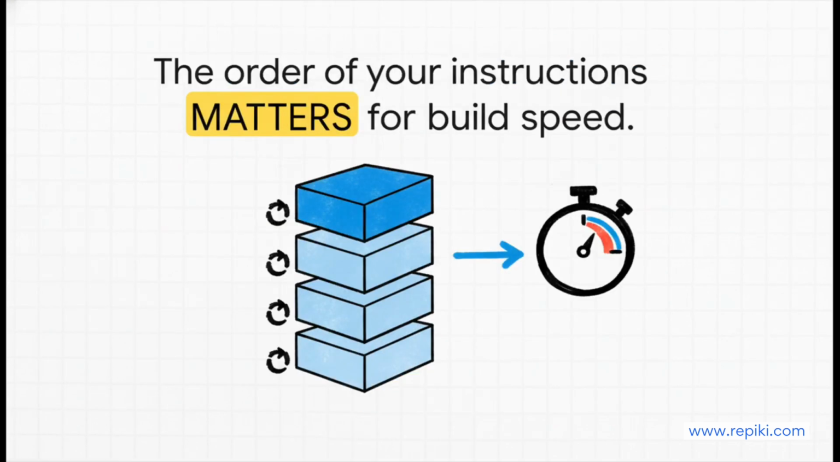Now, to really get a handle on build speed, you have to understand this key concept called layer caching. See, every single instruction in your Dockerfile creates a new layer. If an instruction hasn't changed since the last time you built it, Docker just reuses that layer from a cache. This can make your builds dramatically faster, but only if you structure your file in the right way.